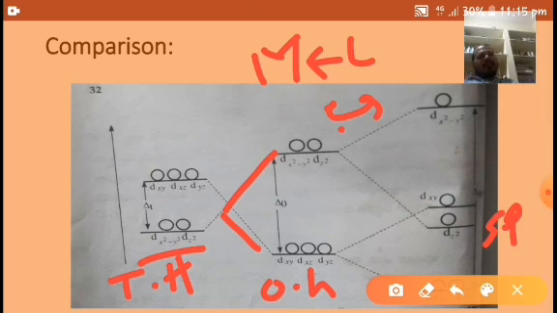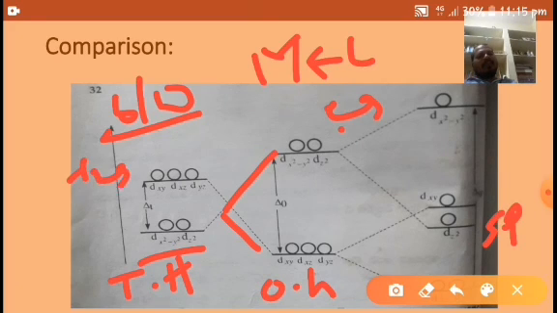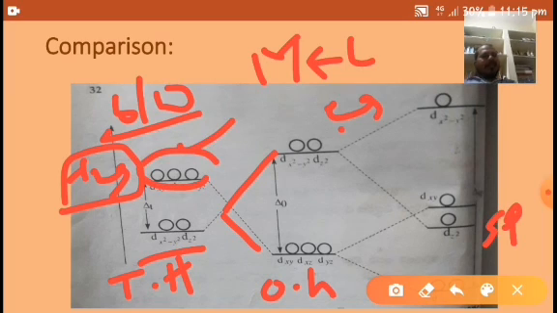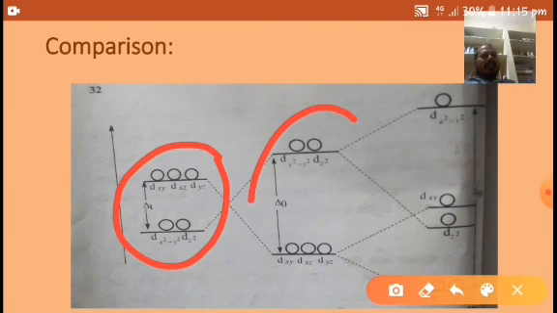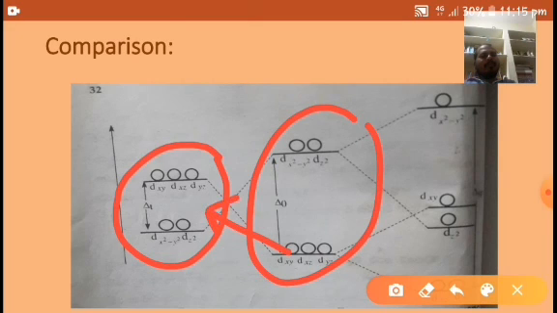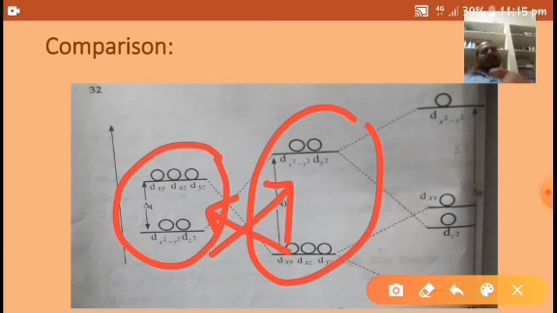In tetrahedral complexes, the ligands approach the metal ion between the axis. So the orbitals which lie between the axis are T2g, so their energy will be increased. If you observe here, these tetrahedral and octahedral splittings are purely inverse, or reverse.